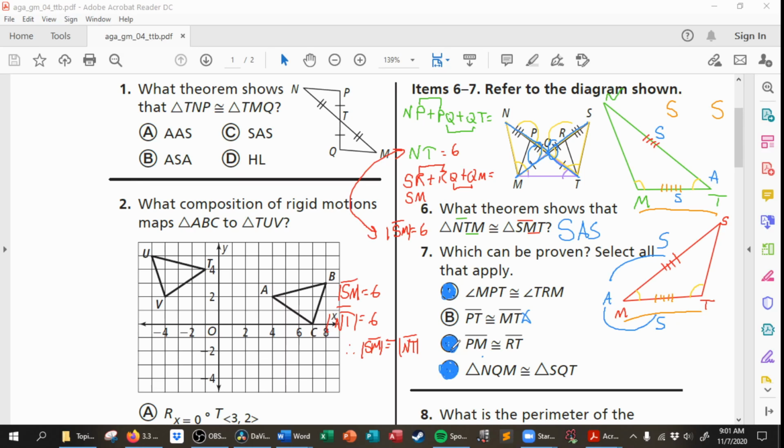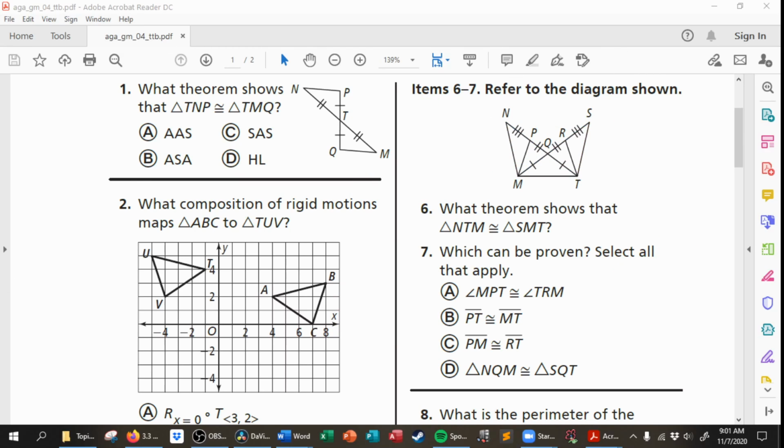PT, MT, definitely not the case. That's just two sides of a triangle. That triangle is not given to us as an isosceles. So we're good to go on saying that would be the only option we're not choosing here today.